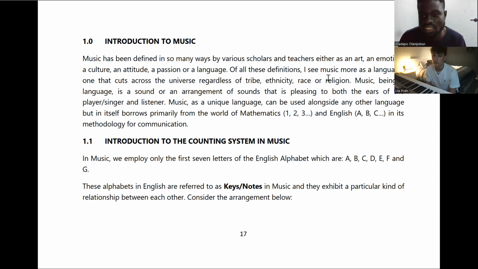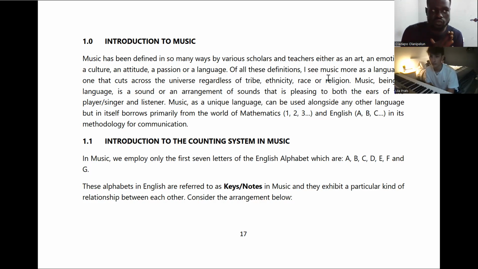Our one we refer to as a tone. And a tone comprises two semitones. Half plus half becomes one. In mathematics, a semitone plus another semitone becomes a tone in music. So how many semitones do we have in two tones? Four. Exactly, correct. So that's how it works.